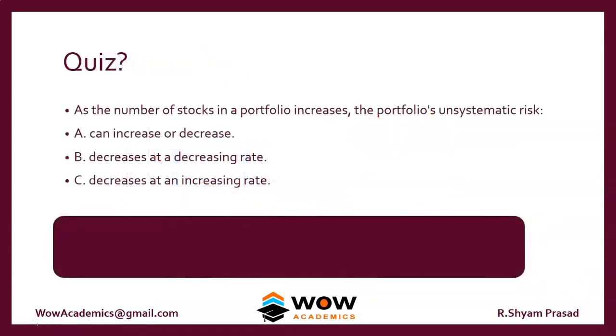So now we'll move on to the quiz. As the number of stocks in a portfolio increases, what happens to the portfolio's unsystematic risk? Can it increase or decrease? No, it only decreases. This is wrong. Decrease at a decreasing rate? The more companies you have, the more the risk will fall. Okay, but it will fall at a decreasing rate, not at an increasing rate.